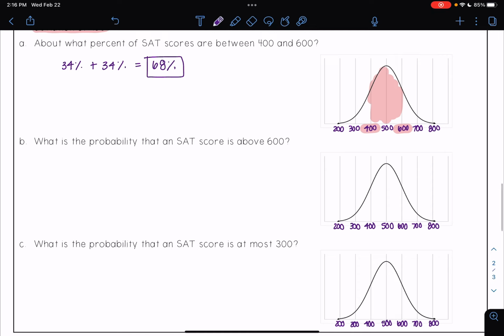Okay, next it asks what is the probability that an SAT score is above 600. So I'm going to look at everything greater than or equal to 600. And that's going to be everything here. And that corresponds to, again, that 13.5% plus 2.35% plus 0.15%, which is equal to 16%.